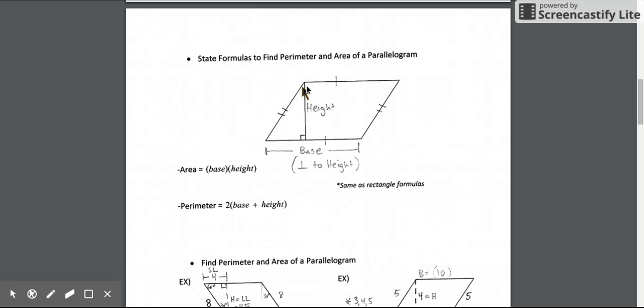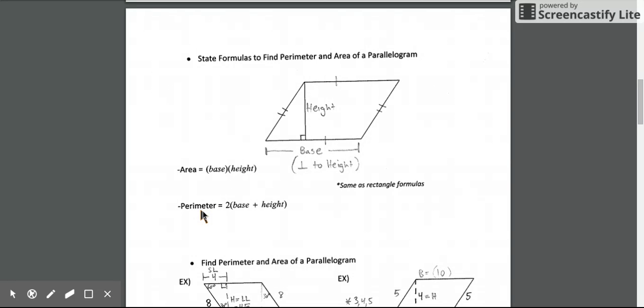We can't use this slanted side. That would be a slant height, and that's not the height that we want to use to find the area. We need the height that's perpendicular to the base. So sometimes you're going to have to draw in that height and find that length using some right triangle methods there. The area of a parallelogram is base times height. Same thing as a rectangle.